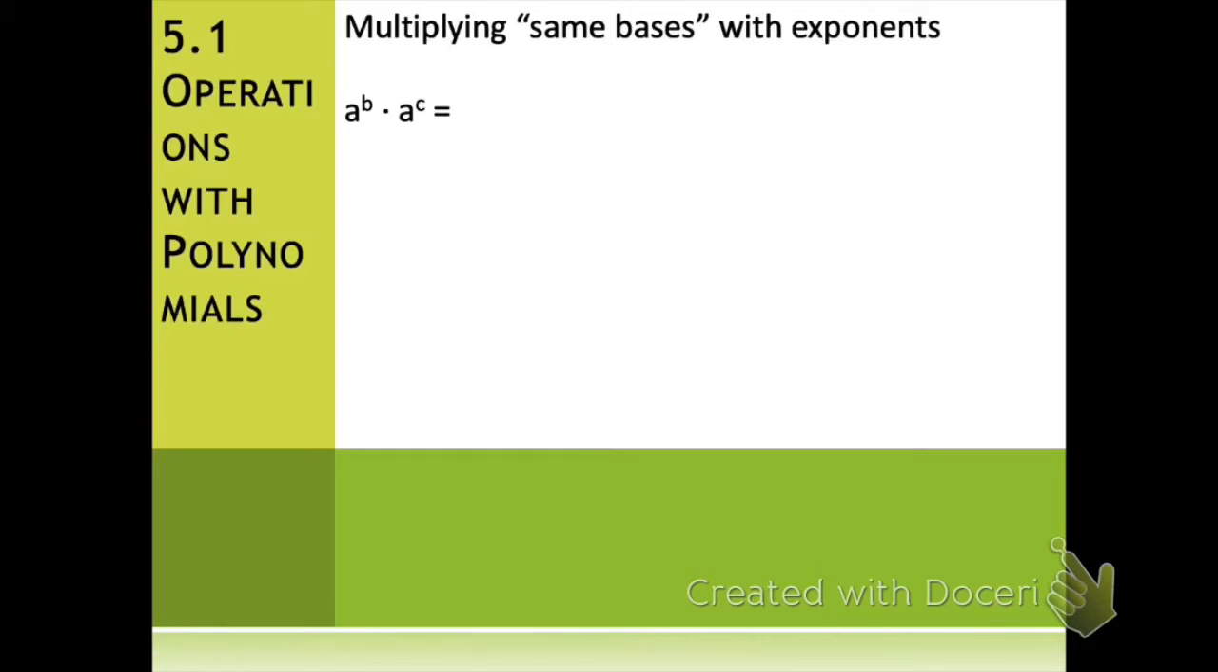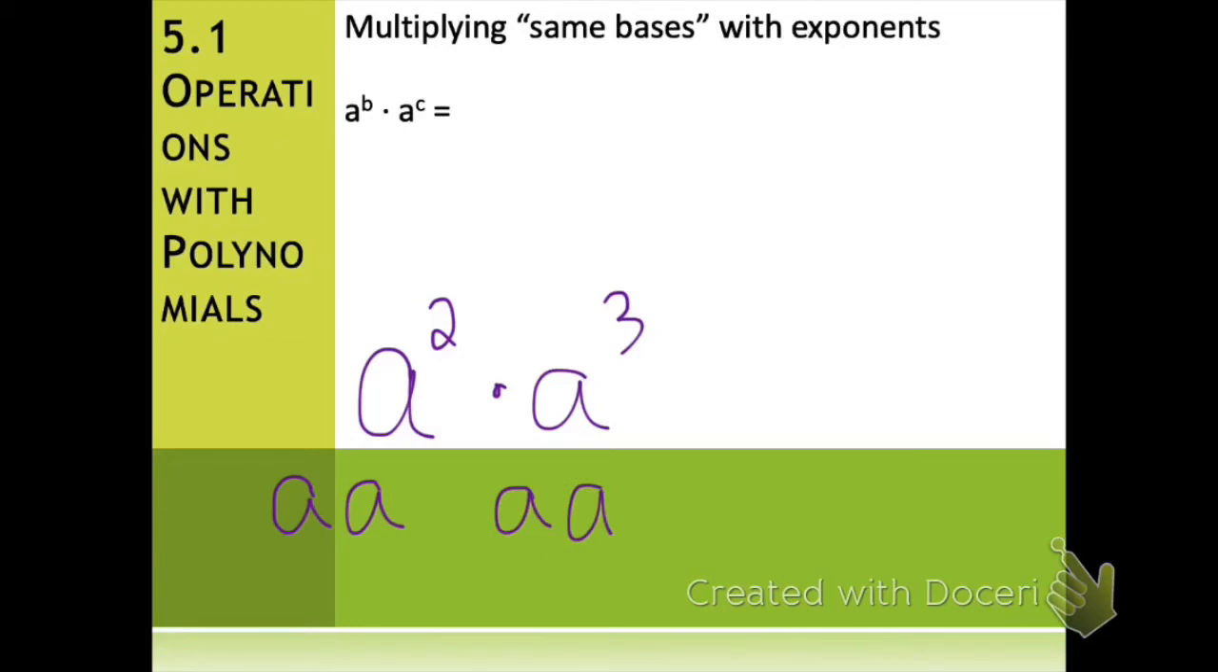Well, you can just make up a silly example here, like a squared times a cubed. I just put two numbers in for b and c. Well, if I use my basic definition, this is a times a times a times a times a, which is a to the 5th. Well, what did you do with the 2 and the 3? We added them. So yeah, this is a to the b plus c. So when you multiply same bases, you add the exponents.